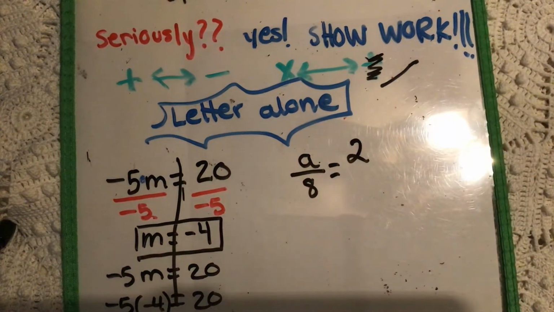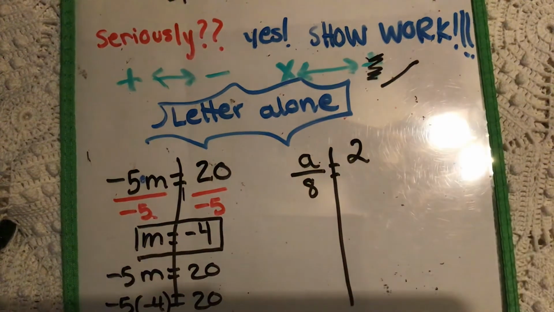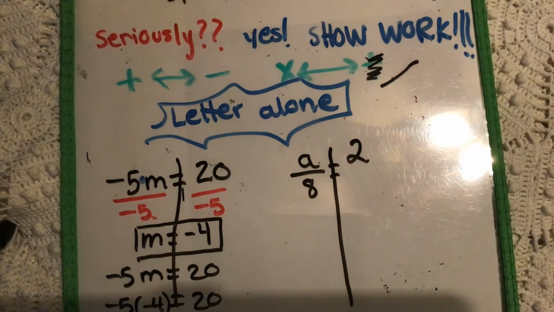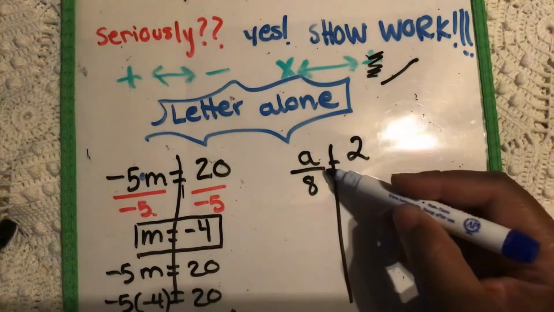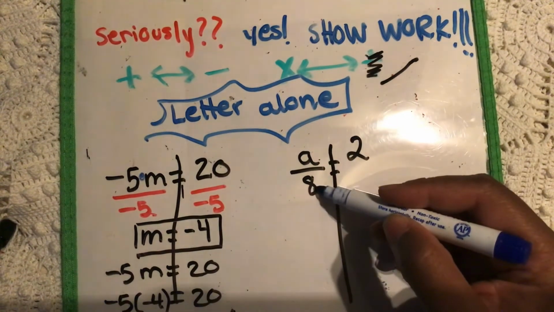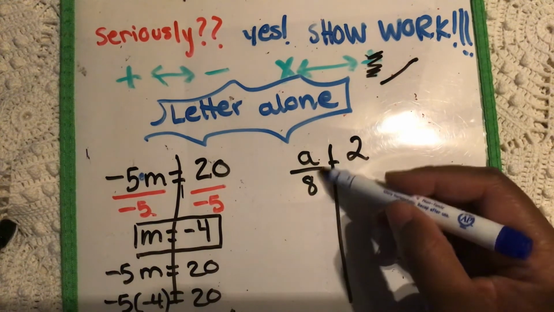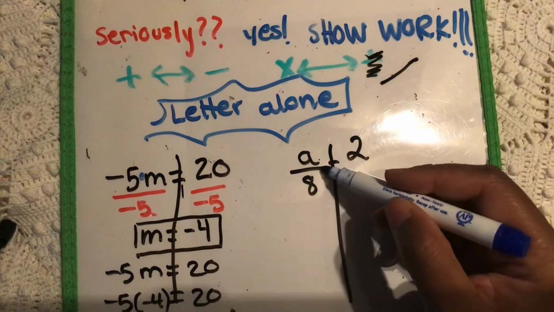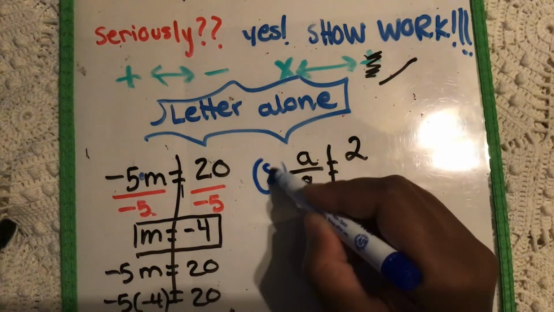And I know a lot of you guys are thinking, ooh, the answer is 4. The answer is 4. Be careful. That's not correct. My goal is to get the letter by itself. It's A. How's the number attached to it? It's a divide 8. That's how it's attached. So I can't divide by 8 to get rid of it. The opposite of a divide 8 is actually a times 8.